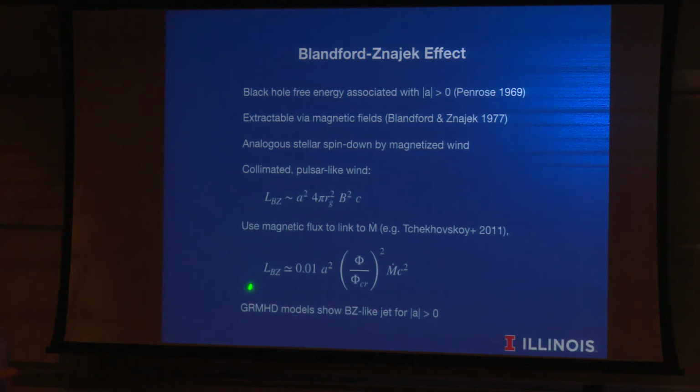So we can link the luminosity associated with this process to the flux on the black hole. If the flux is small, you get nothing out. If the flux is larger, you can get a substantial fraction of the rest mass accretion luminosity out. And it depends on spin, at low spin as the square of the spin parameter. So one needs a spinning black hole for this to work. Okay, so again, the GRMHD models show Blandford-Znajek-like jets for spin greater than 0.